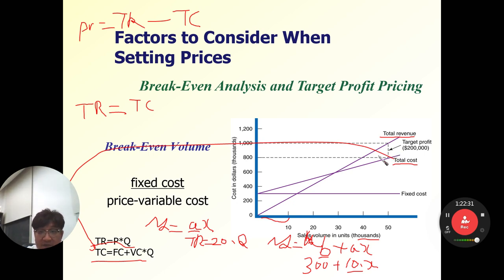The profit 0 point means that total revenue equals total cost. So at this point, when we set up the equation like this, you can calculate the break-even point. Okay, let's calculate that in the next slide.